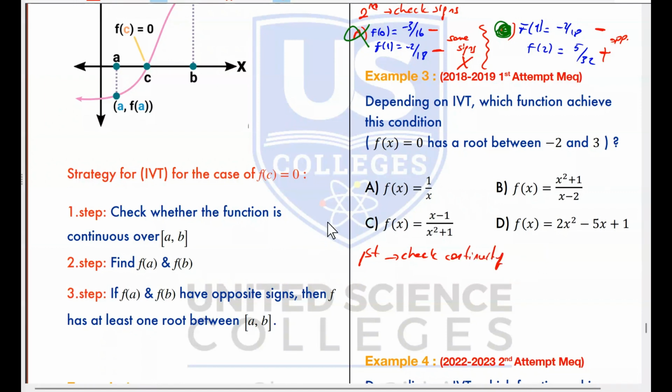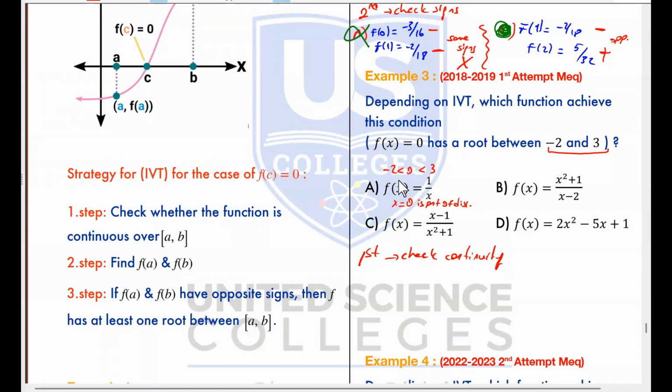So continuity of what? Continuity of every option, one by one, we should check. The first one, it's rational. What makes denominator 0 is point of discontinuity. So x equals 0 is point of discontinuity. So is 0 in this given interval? Yes, 0 is between negative 2 and 3. So function is discontinuous over this interval.